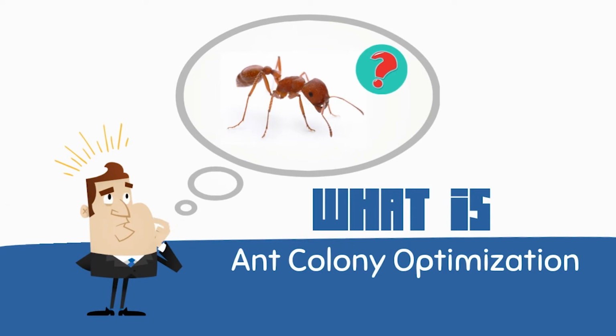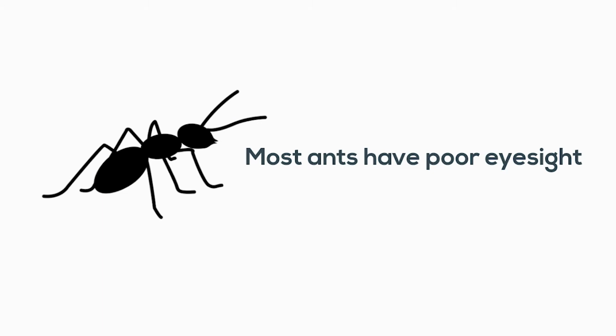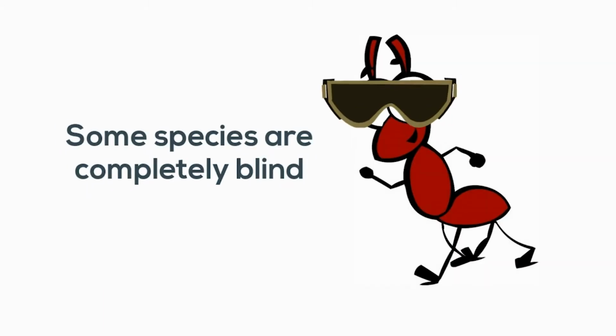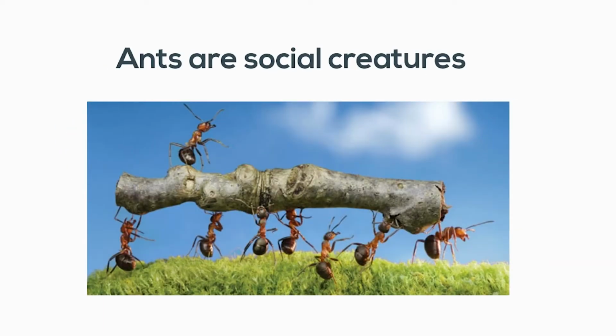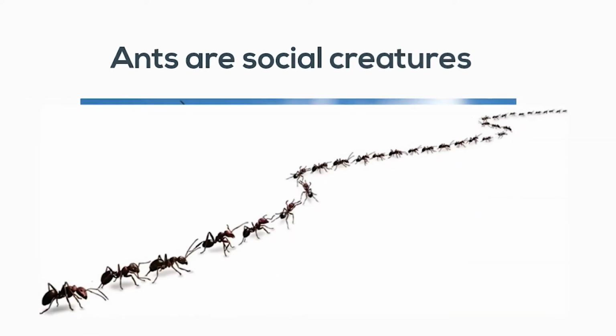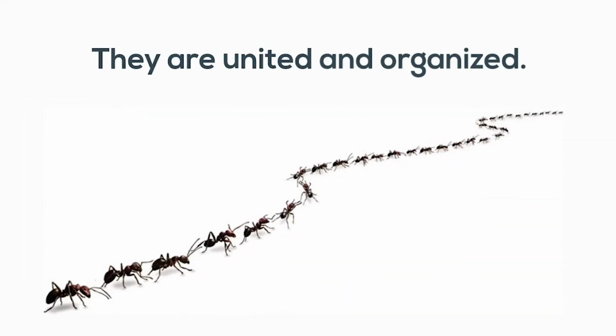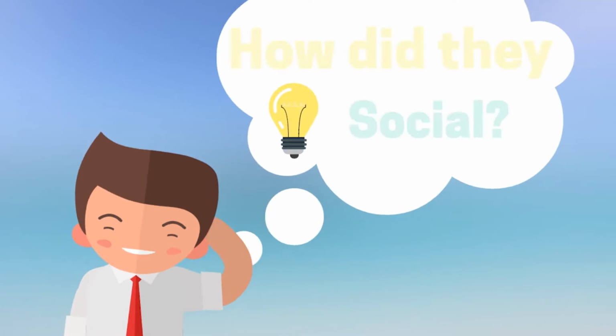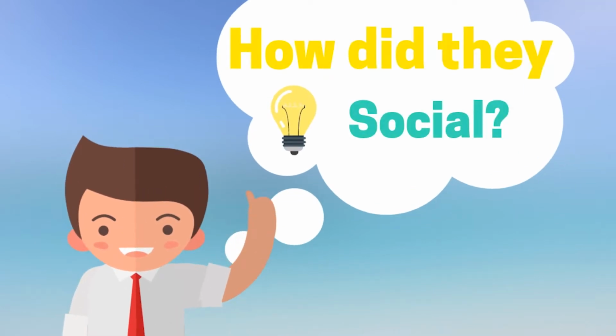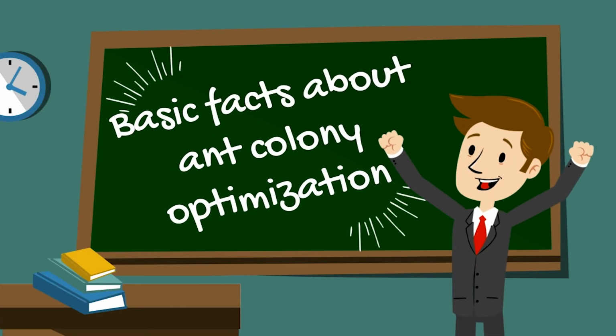What is ant colony optimization? Most ants have poor eyesight. Some species are completely blind. However, ants are social creatures, and they are united strongly. Question: how are they social? Let's see some basic facts about ant colony optimization.